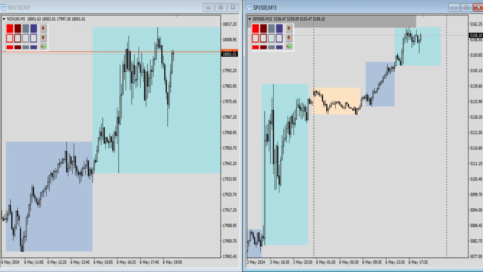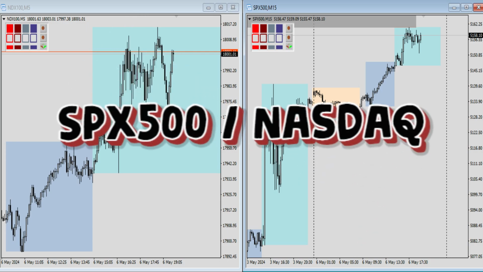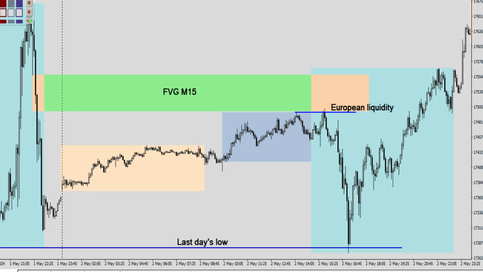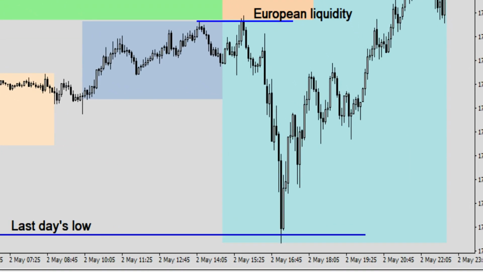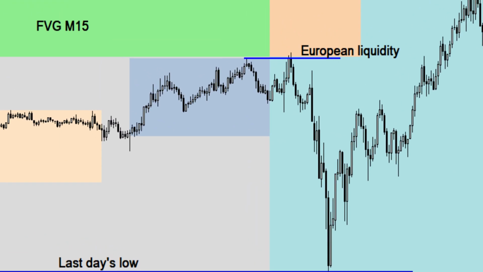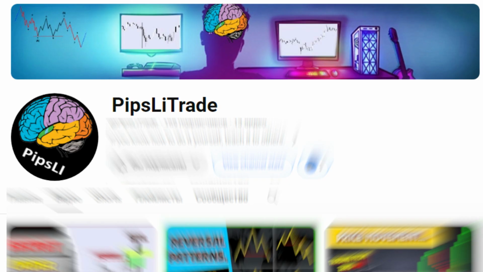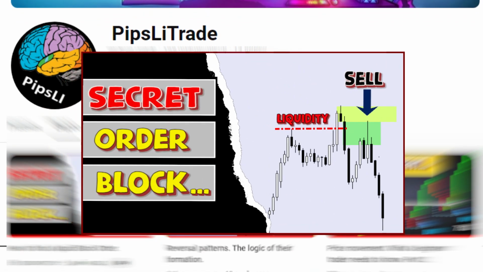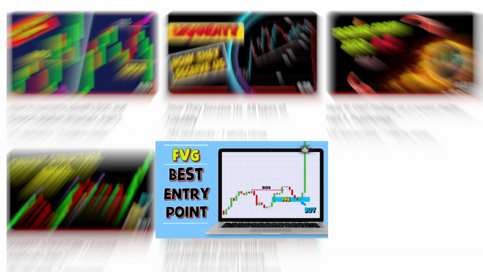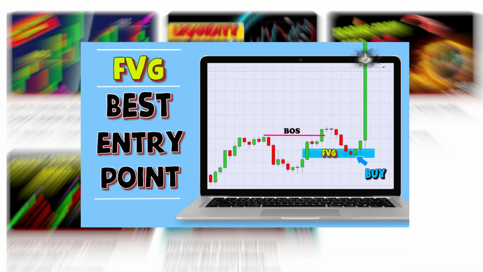Personally, I rarely trade currency pairs in America, but only work with indices, in particular SPX 500 and NASDAQ. For these instruments, the liquidity of today's sessions, a flow order or an imbalance of the previous day that has not been covered is sufficient. I have already talked about how to determine the correct block order or liquid imbalance in other videos, which you can watch on my channel.